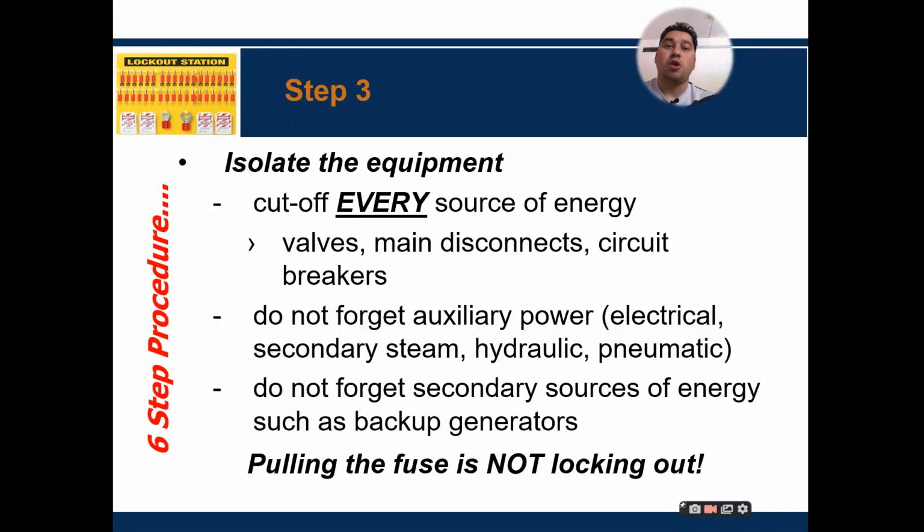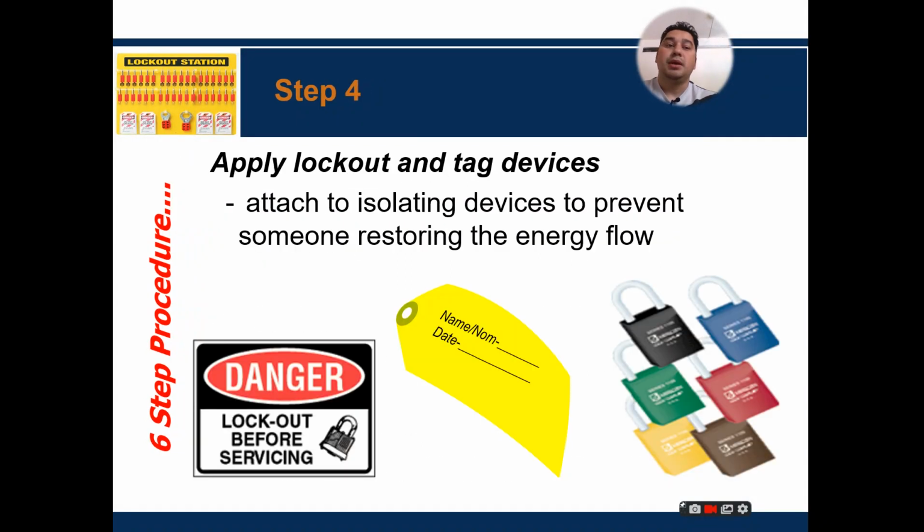Pulling the fuse is not locking out. You have to complete lockout. Do not just pull out the fuse and think you are locking out your machine. Step number 4: apply lockout and tag device attached to the isolating device to prevent someone restoring the energy flow. So what you have to do is lock, and after that, you have to tag out also.